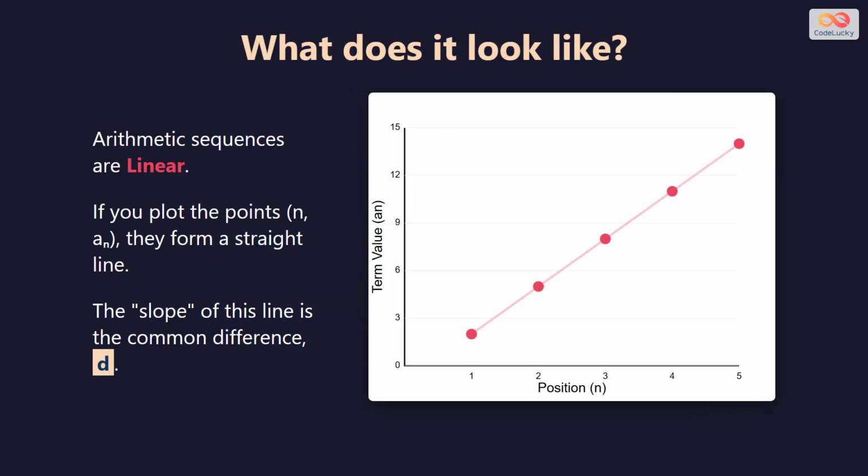If you were to graph these numbers, you would see they form a straight line of dots. This is because the rate of change is constant. In algebra, we call this a linear relationship. The common difference acts exactly like the slope of a line.